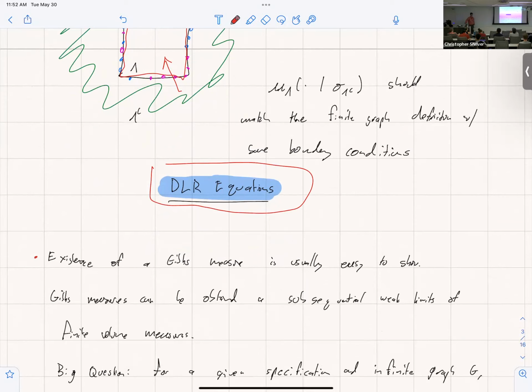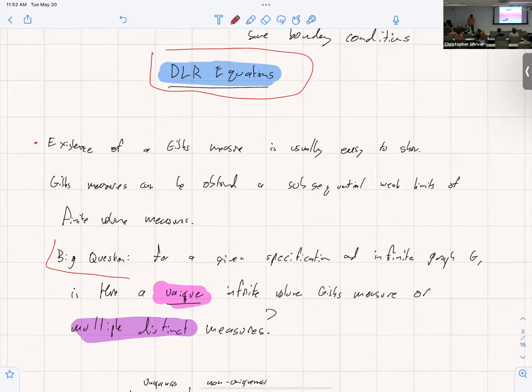for a given specification. So I pick my value of beta, I pick my infinite graph, let's say Z4 if you like, Z3. There will be an infinite volume Ising model with this parameter beta. Or if I fix my value lambda, there will be an infinite volume hardcore measure. But the big question is, is there only one? Okay, and so we can ask for a given specification and a given infinite graph, is there a unique infinite volume Gibbs measure, or are there multiple infinite volume Gibbs measures?